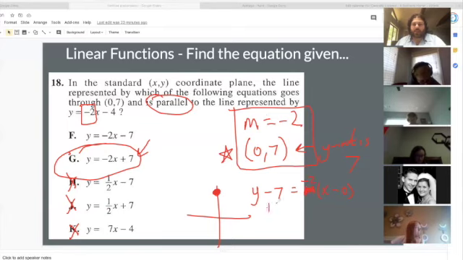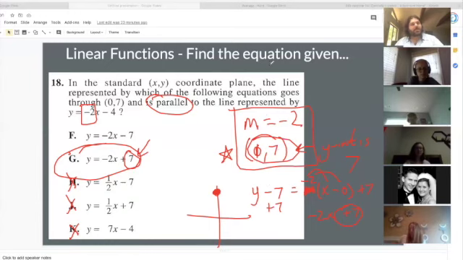Because when you distribute here, you get negative 2x plus 0 plus 7. It makes a plus 7 anyway. So he recognized that this is already the y coordinate of the y-intercept, so he knew that had to be a plus 7. Now, if this was 1, 7, you couldn't do that. You'd have to go back and use this formula, okay?